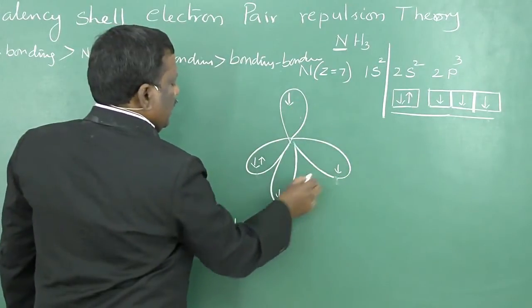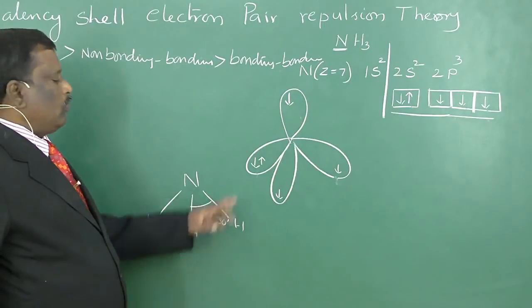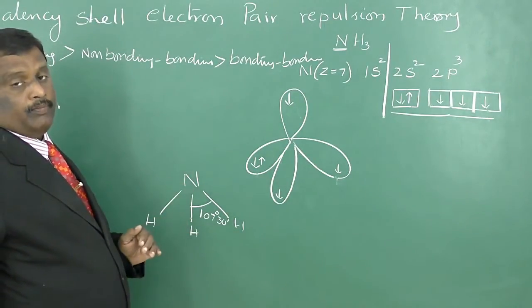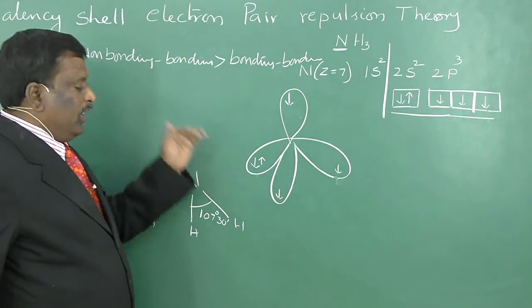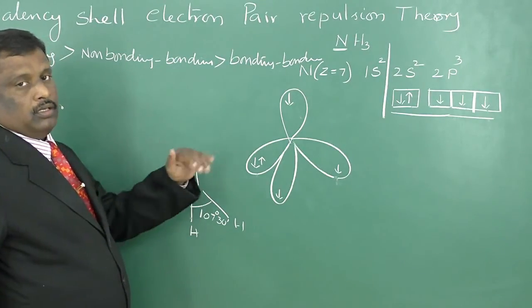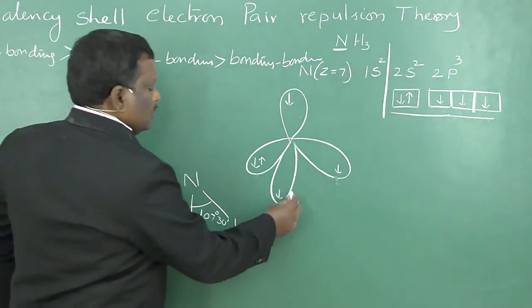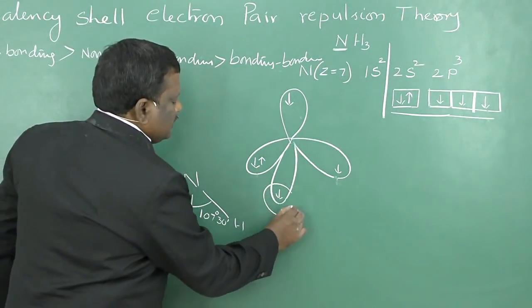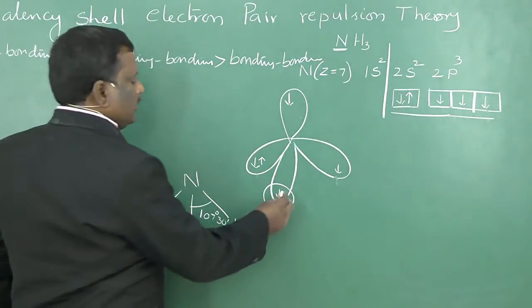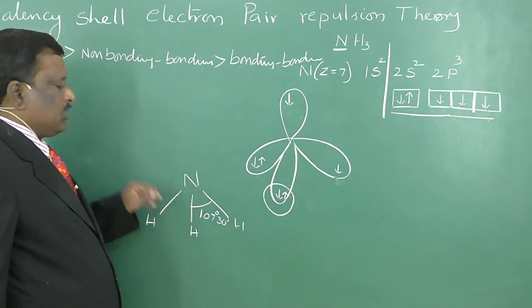So 3 hybrid orbitals are half filled with 1 electron each, and 1 hybrid orbital is completely filled. Now in the formation of bonding, only half filled atomic orbitals will take part in bonding, but not the filled ones. So let it be like this. The half filled sp3 hybrid orbital of nitrogen overlaps with the half filled 1s orbital of hydrogen, and by mutual sharing of a pair of electrons forms an N-H sigma bond.